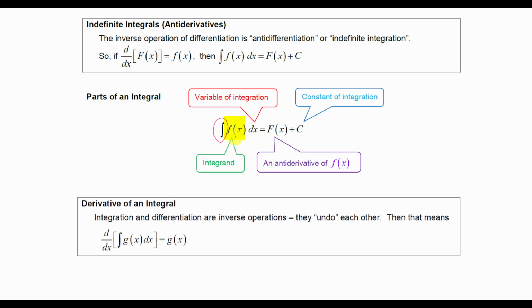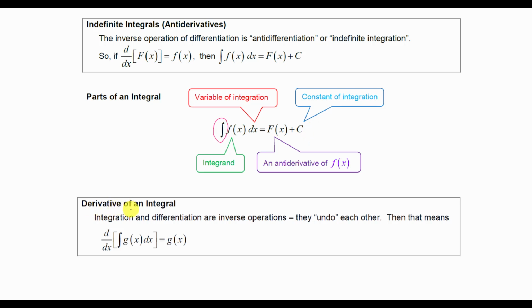Let's explain these parts of the integral. This is the integral symbol, and what you are taking the integral of is called the integrand. The dx is the variable of integration. So looking at that dx, we know we're taking the integral of f of x with respect to x. Then what you get is capital F of x, which is the antiderivative of your integrand f of x, and the c is the constant of integration, which implies any kind of constant out there.